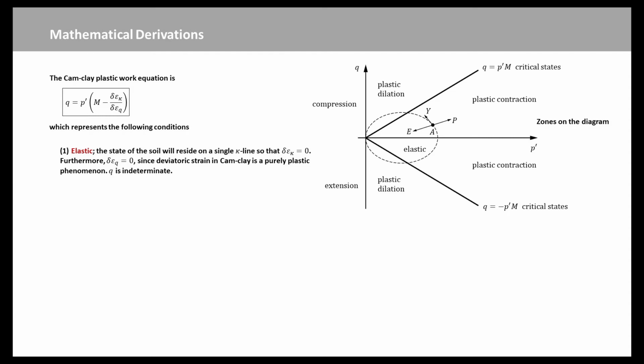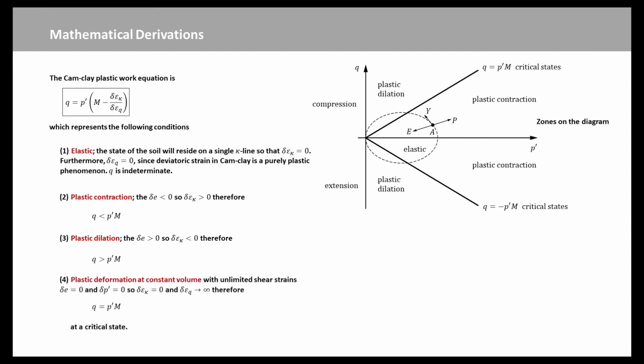q is indeterminate. The second is plastic contraction. Delta e less than 0, so delta epsilon kappa larger than 0. Therefore, q less than p dash times M. The third is plastic dilation. Delta e larger than 0, so delta epsilon kappa less than 0. Therefore, q larger than p dash times M.